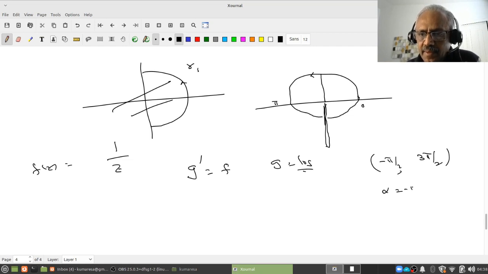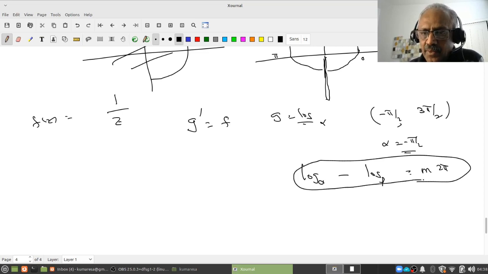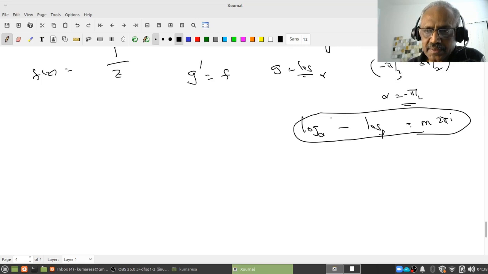My alpha is minus pi by 2, right? Therefore log alpha is defined. Remember, whatever be the logarithm, its derivative is 1 by z, right? Because any two logs, log alpha and log beta, differ by a multiple of 2 pi I, therefore it does not matter to us.